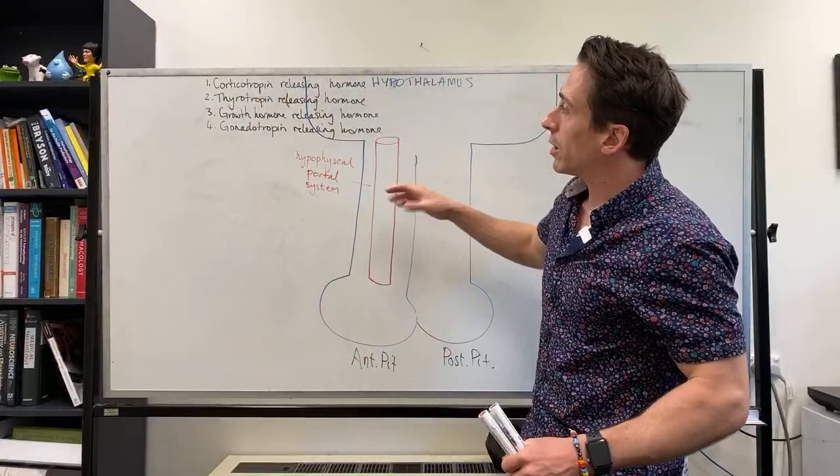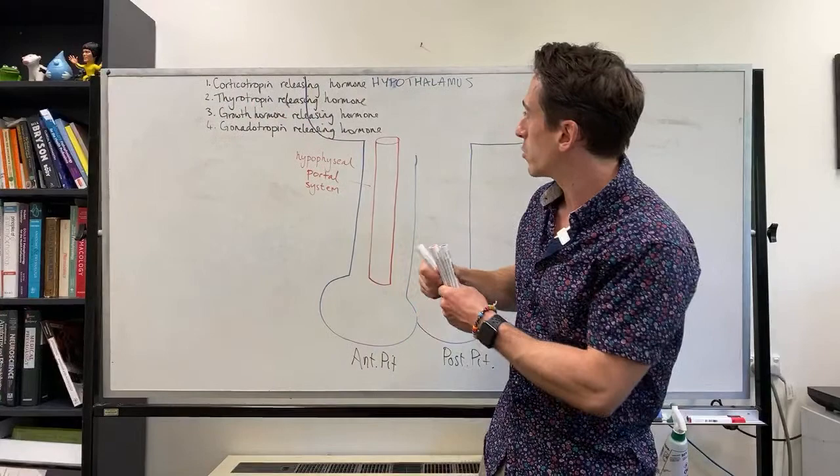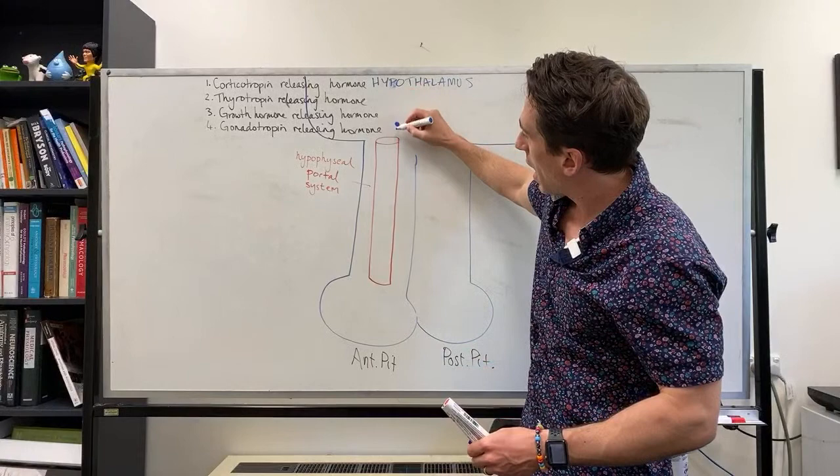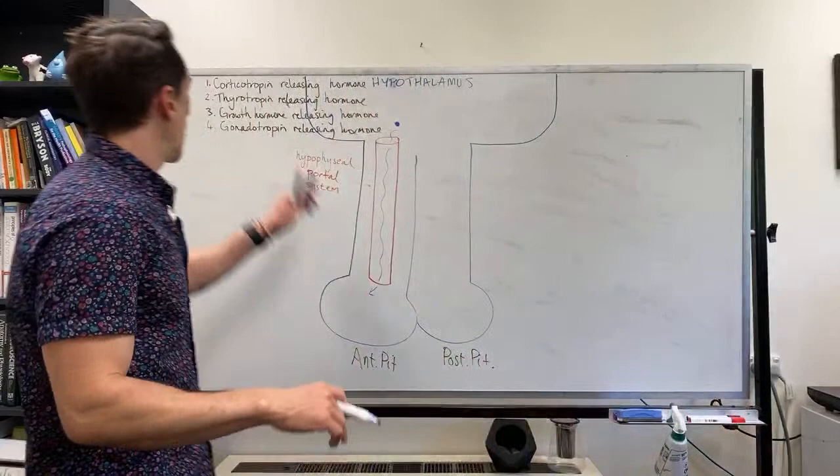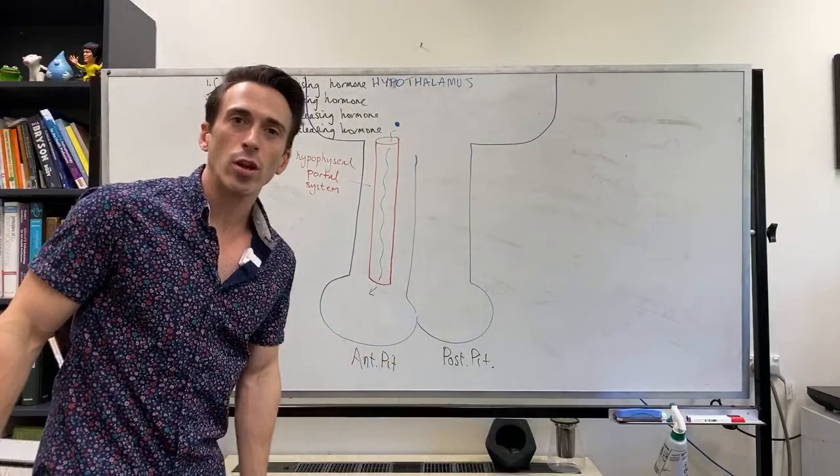So let's start off with corticotropin releasing hormone. Let's just say this is the one that needs to be released, and it's released from the hypothalamus, and it travels down through this hypophyseal portal system, and it gets released at the anterior pituitary gland. The hormone that the corticotropin releasing hormone releases at the anterior pituitary gland is something called adrenocorticotropic hormone.